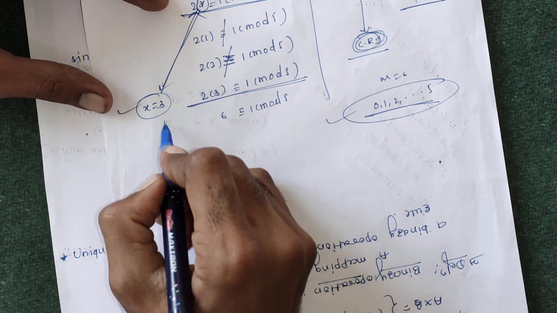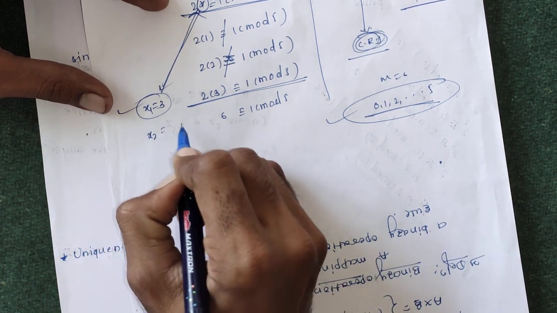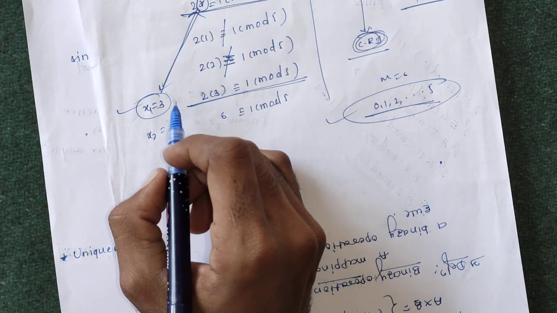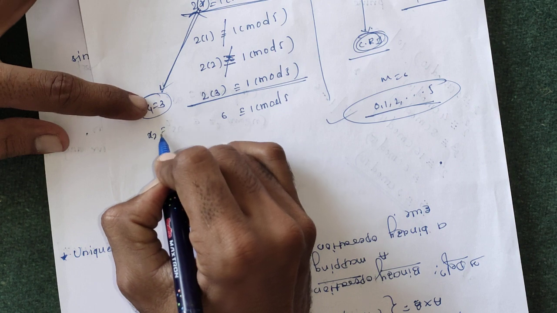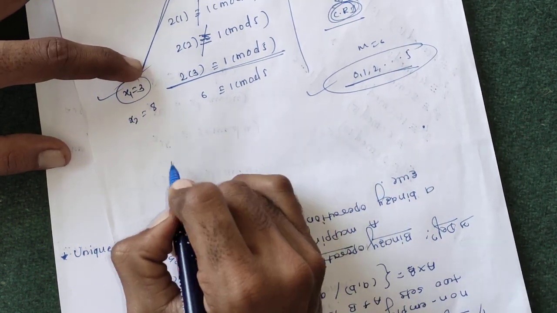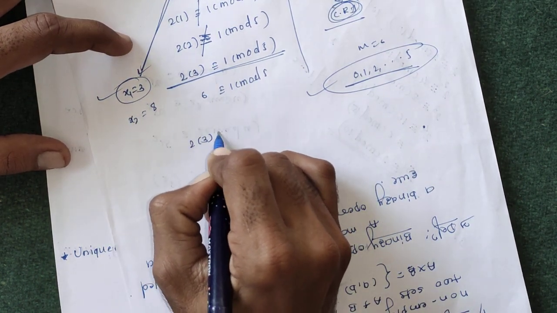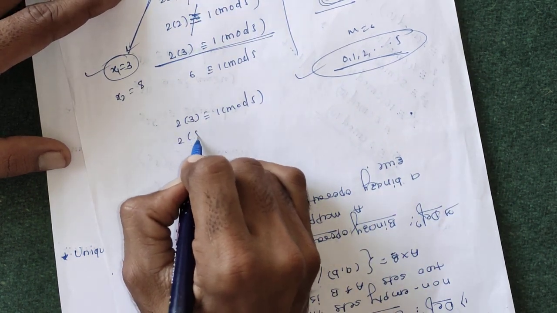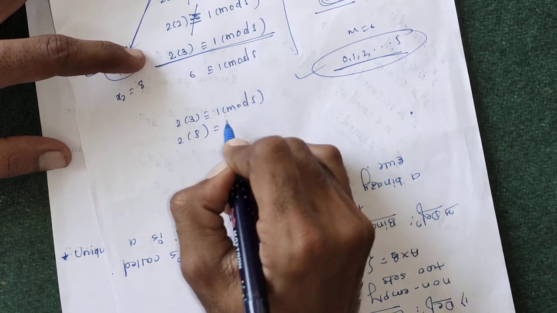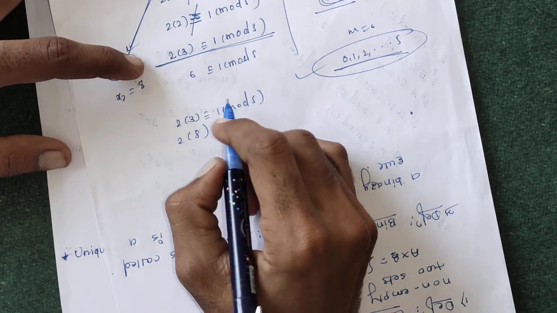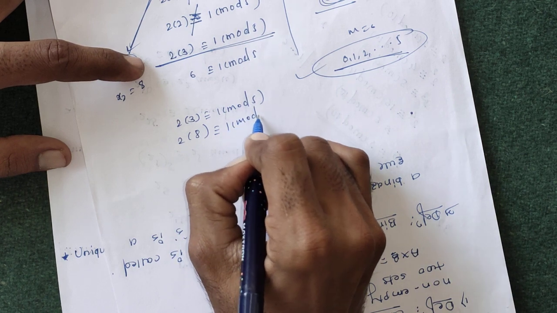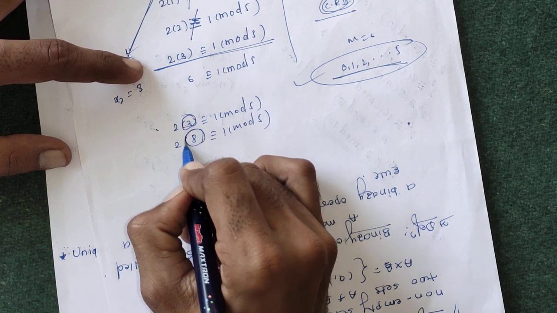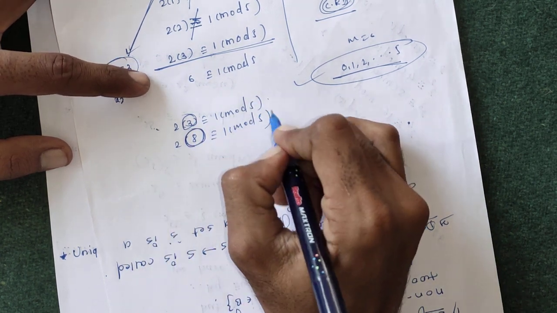If you take another solution, suppose x2 is equal to 8. So here we get 2 into 3 is congruent to 1 modulo 5. Again 2 into 8 minus 1 is 15, and 5 divides 15. So x equal to 8 again satisfies this congruence. Here there are two solutions: the first is 3, the second one is 8. These two solutions satisfy this congruence.